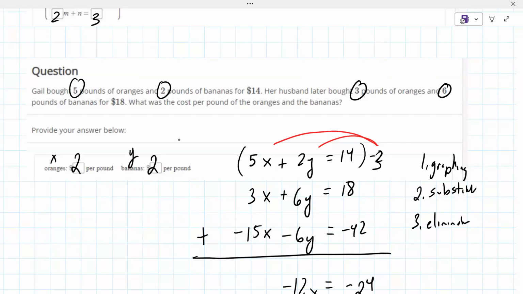So the idea is you're going to write a system of equations. You're going to solve the system. And then you have to back substitute in for one of the variables to find the other. Okay.